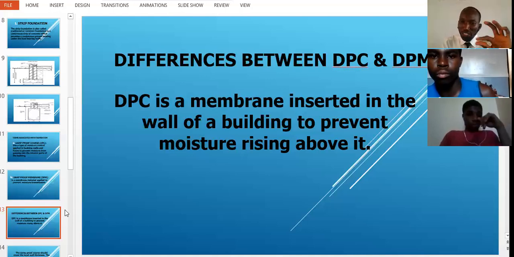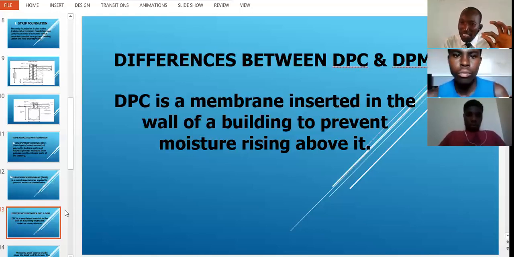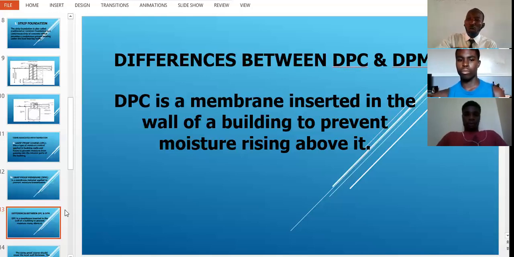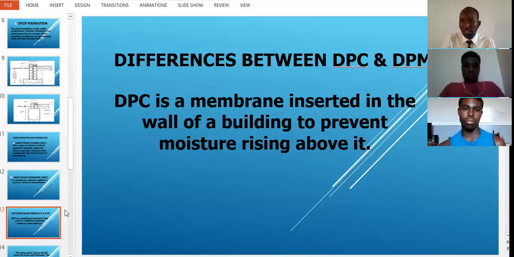Because of that word, wall, that is why it is called DPC, the word course. Now, the course, when you are building, you put blocks in courses. First course, second, like that. That is how you lay block. You lay blocks in courses. So that is why it is called damp-proof course. So it is a membrane inserted in the wall to prevent moisture rising above the wall.